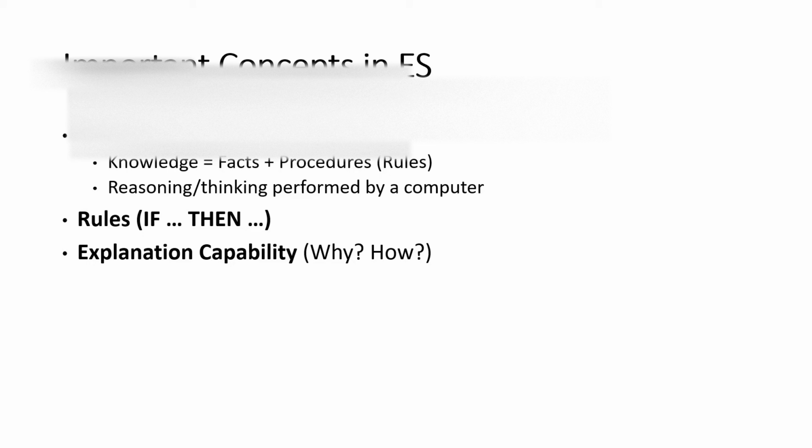And another component in expert system is the rules. So rules are always in the form if then. If this condition is met, then we will do this thing. So if-then rules are there in the expert system. And the last important component in expert system is the explanation capability, or the reasoning capacity that answers why and how. That is the explanation that this expert system gives us while solving a problem. So these are some of the important components or concepts in the expert system.